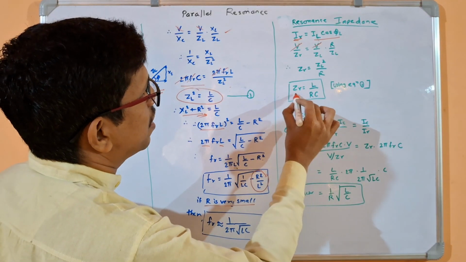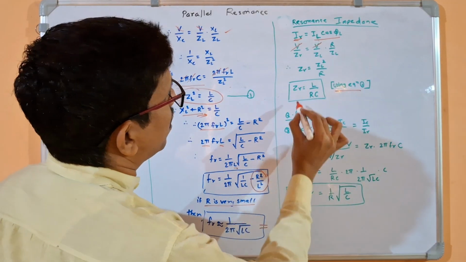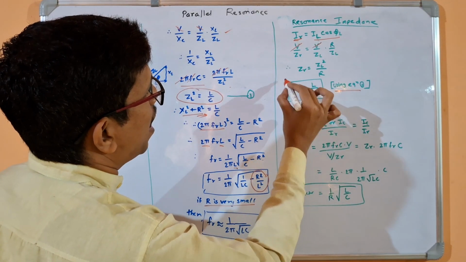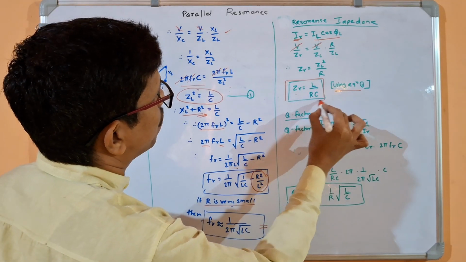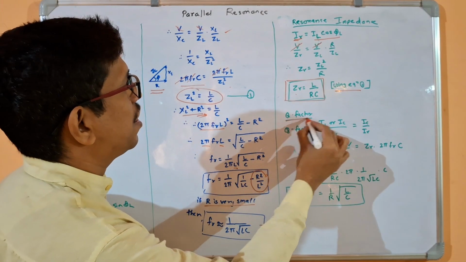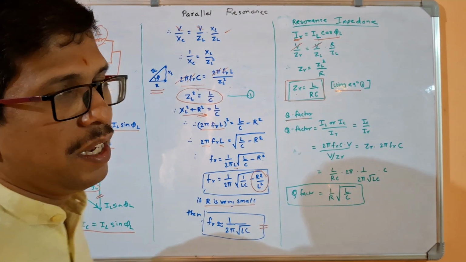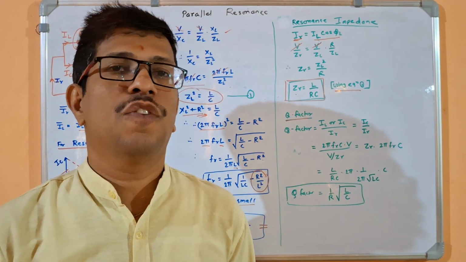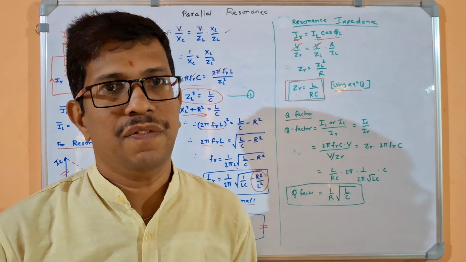That I am putting here, so that we will get ZR is equal to L by RC. That is the final expression for resonating impedance. Lastly, Q factor. Q factor is nothing but, in the case of series resonance, it is a voltage division.